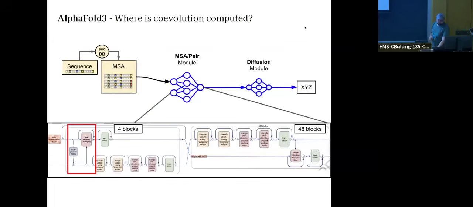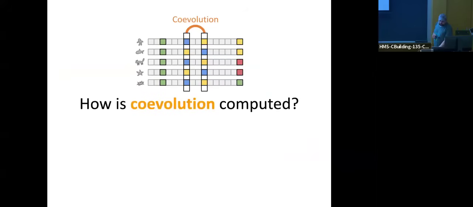So one of the things that, for me personally, I'm curious about is where is the coevolution actually computed? And I think I already alluded that it's computed in this outer product mean. But what I want to do is investigate this a little bit more carefully, try to understand, is that where it's actually computed, and are 4 blocks even enough to actually compute the covariance matrix or coevolution matrix? Just a little bit of background.